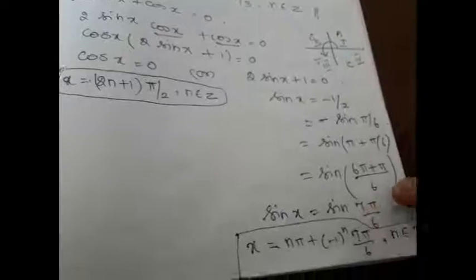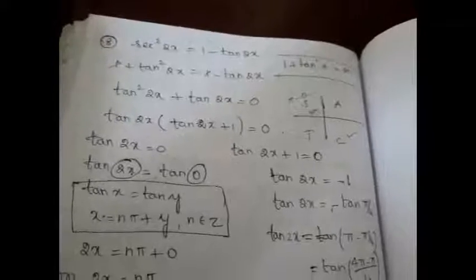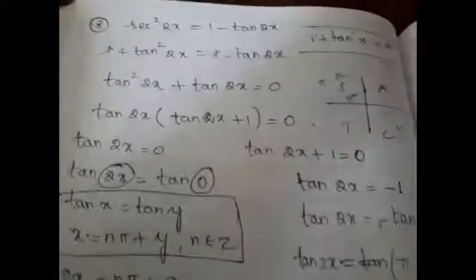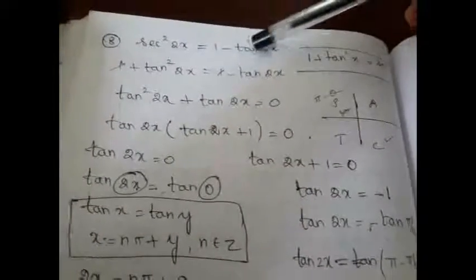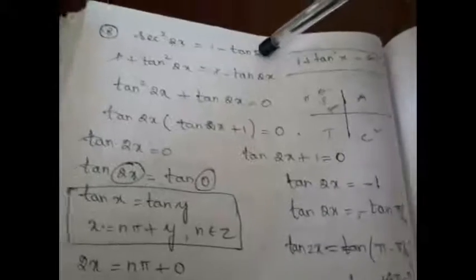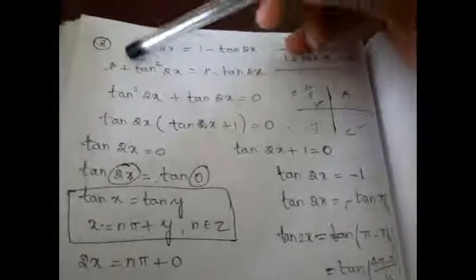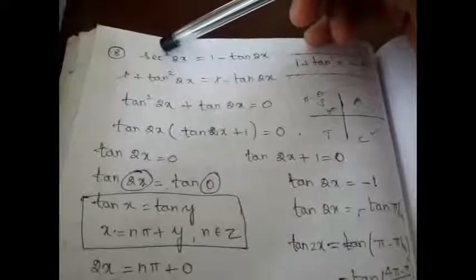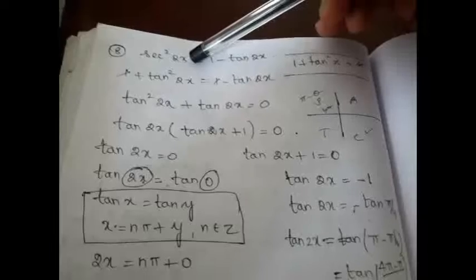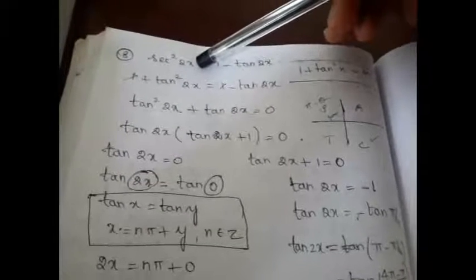Accordingly you have to rewrite and then apply the solution sin x equal to sin y, right? Hope you understood. Now let us solve the next question. The question is sec square 2x equal to 1 minus tan 2x. Again, we have sec square x here. Only if we have tan x equal to tan y format, we can use the general solution.